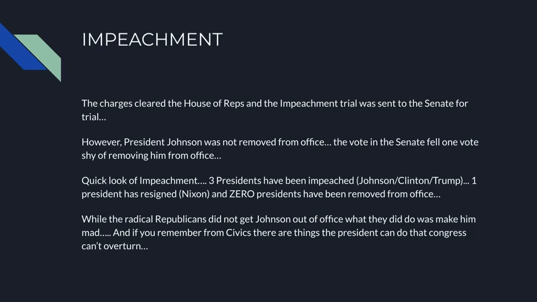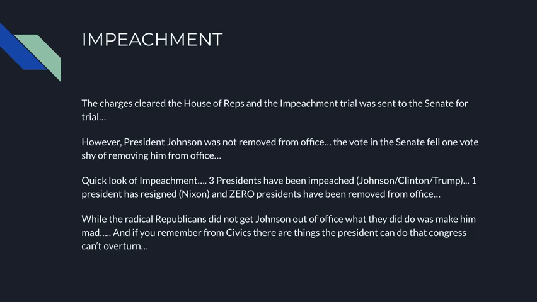One president has resigned. That's Richard Nixon. He was going to get impeached. There's no doubt about that because of Watergate. Awesome story. All right, but he resigned before that could ever take place. And zero presidents have actually been removed from office.